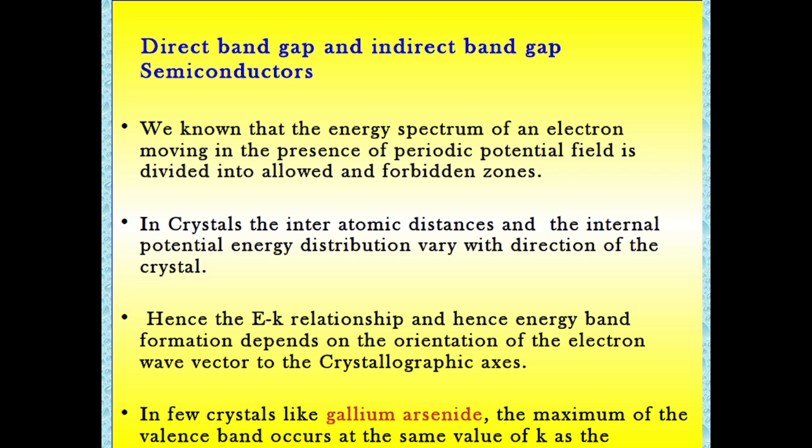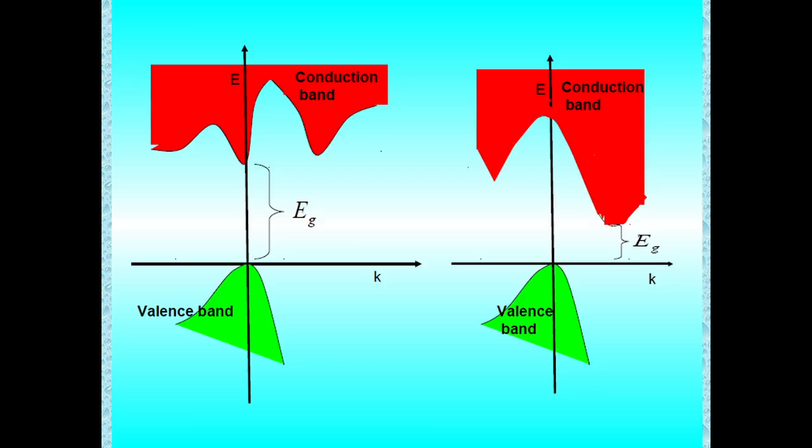Hence the E-K relationship and the energy band formation depend on the orientation of the electron wave vector to the crystallographic axis. In a few crystals, like gallium arsenide, the maximum of the valence band occurs at the same value of K as far as the crystallographic axis is concerned. This diagram explains clearly the interatomic distance, and also the conduction band and the valence band.